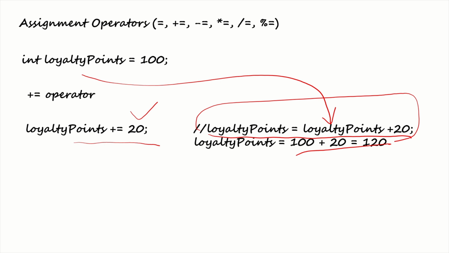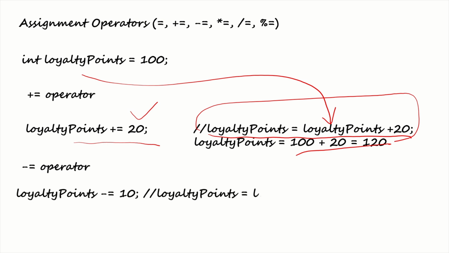What if I spend something and I want to reduce and update my loyalty points? If I want to do a reduce operation and store the updated value into the loyalty points, I can go with minus equal to, which is loyalty minus equal to 10.